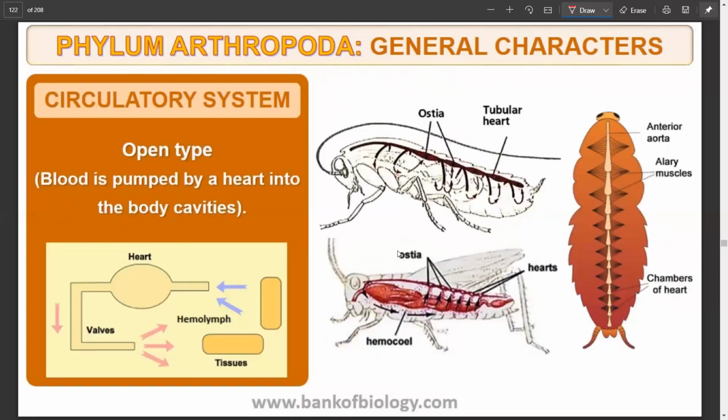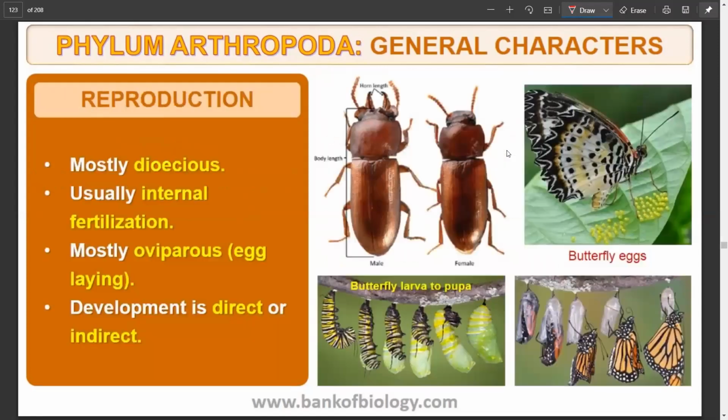And the circulatory system is again going to be open type. Open type means the blood is pumped throughout the body with the help of the heart, but the system is not closed. So all the organs present here actually take a bath in that particular body fluid, or the blood in this case.